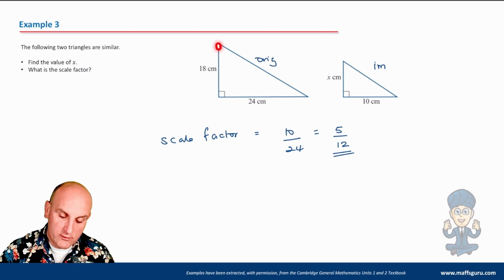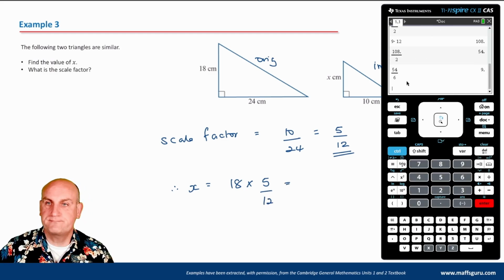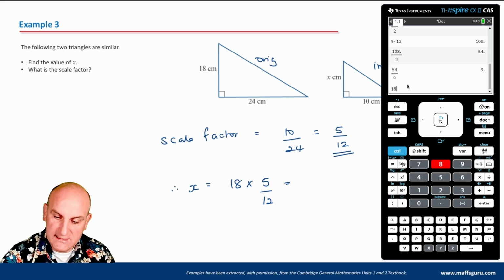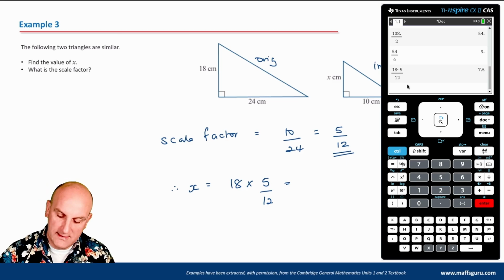Well, I know I've got this side length here of 18. How am I now going to get that side length there? Well, I'm going to say that therefore x is given by the side length, which is 18, times by my scale factor of enlargement, which is 5 on 12. Let's fire up my calculator. Let's see where we can do this. 18 times 5 divided by 12. Hit enter, and that gives me 7.5 centimeters.